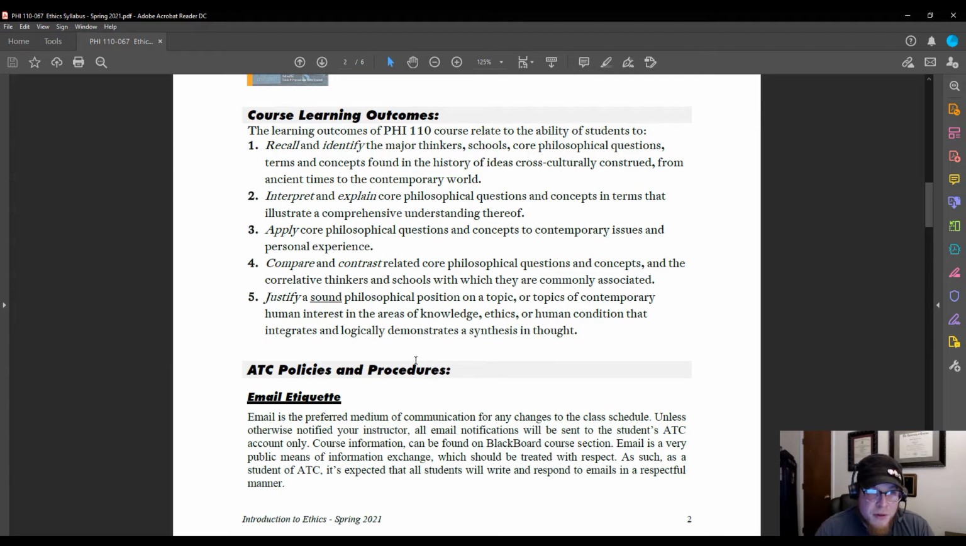Third objective, apply core philosophical questions and concepts to contemporary issues and personal experience. A lot of people think of ethics and the study of ethics as so theoretical that it's far removed from everyday life. And I hope this course helps to demonstrate that that's not the case. Even when you are dealing with ethics in a theoretical way, that theory always is inextricably and inexorably linked with practice, with what we do.